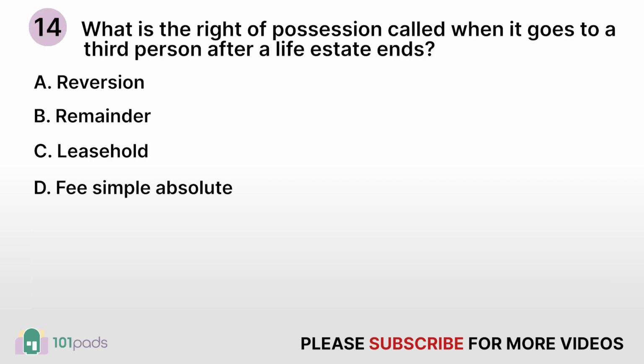What is the right of possession called when it goes to a third person after a life estate ends? A. Reversion. B. Remainder. C. Leasehold. D. Fee simple absolute.